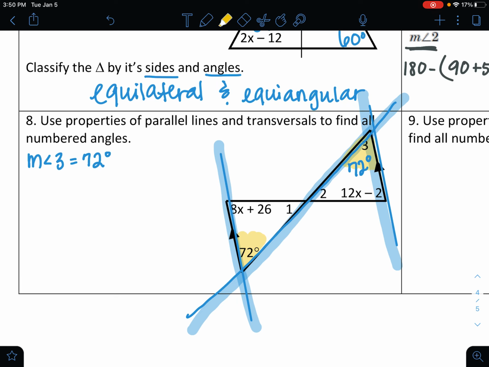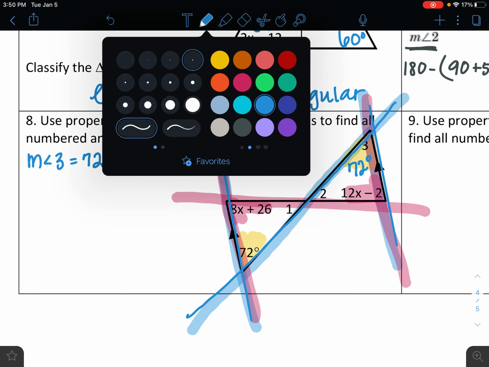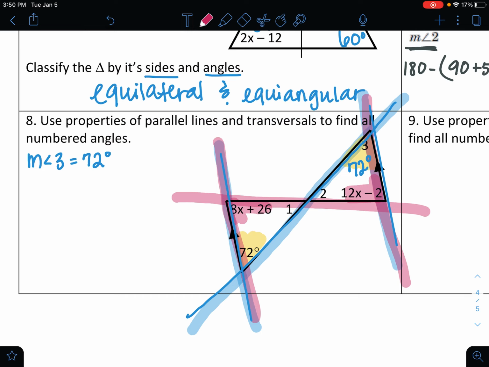And another thing, let me use a different color here. We have this angle in this corner and this angle in this corner. So this is another set of parallel lines and a transversal. So those are also congruent. They're also alternate interior angles. So that's going to be 8x plus 26 equals 12x minus 2. And then just solve for x.